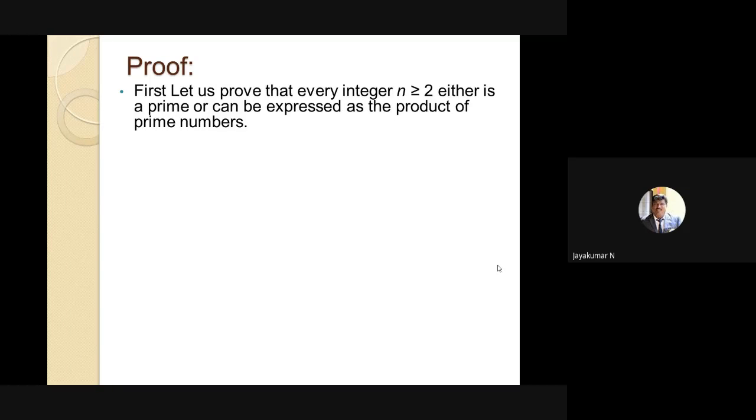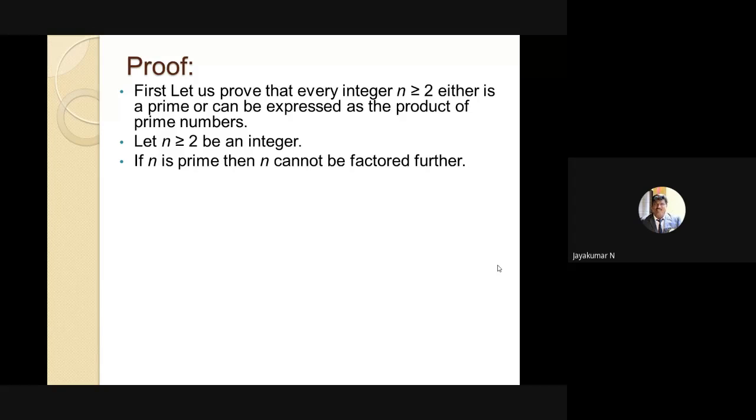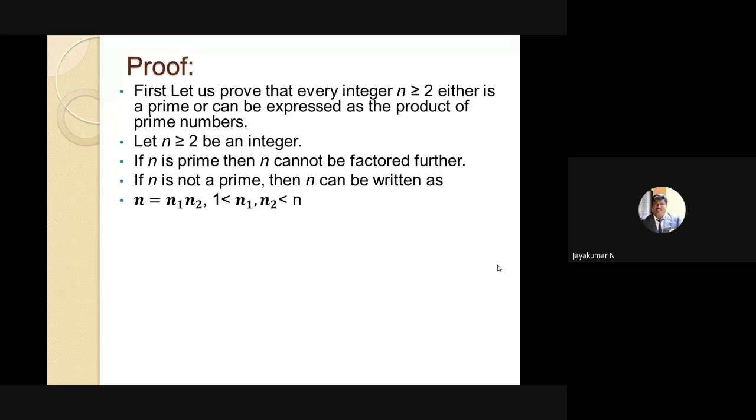What I showed in the figure on the first page is the procedure for our proof. First let us prove that every integer n greater than or equal to 2 is either a prime or can be expressed as the product of primes. Let n be an integer greater than or equal to 2. When n is a prime, it cannot be factored further, so the theorem is proved. If n is not a prime, then n is composite. A composite number means you have at least two factors other than one.